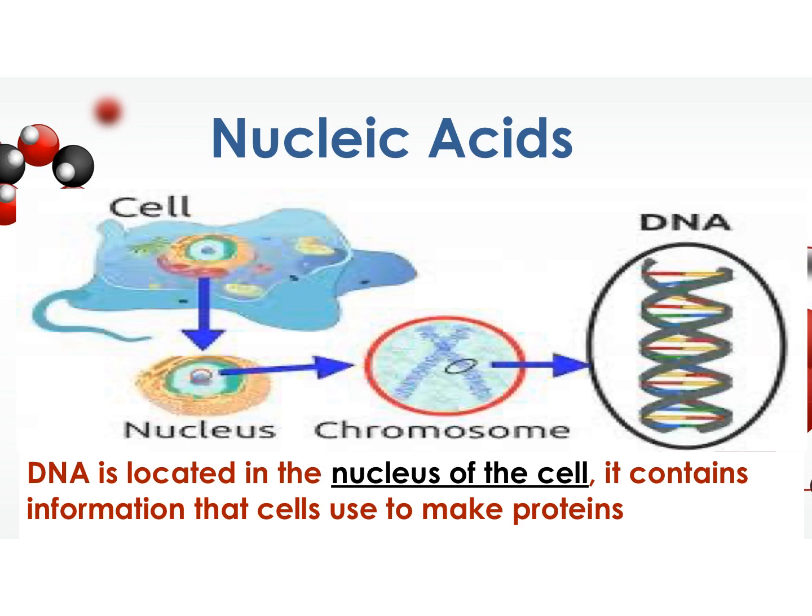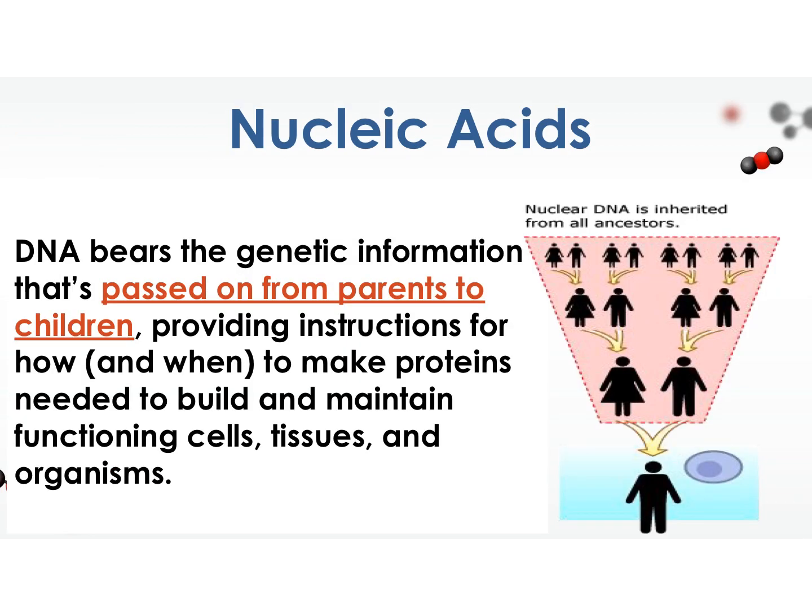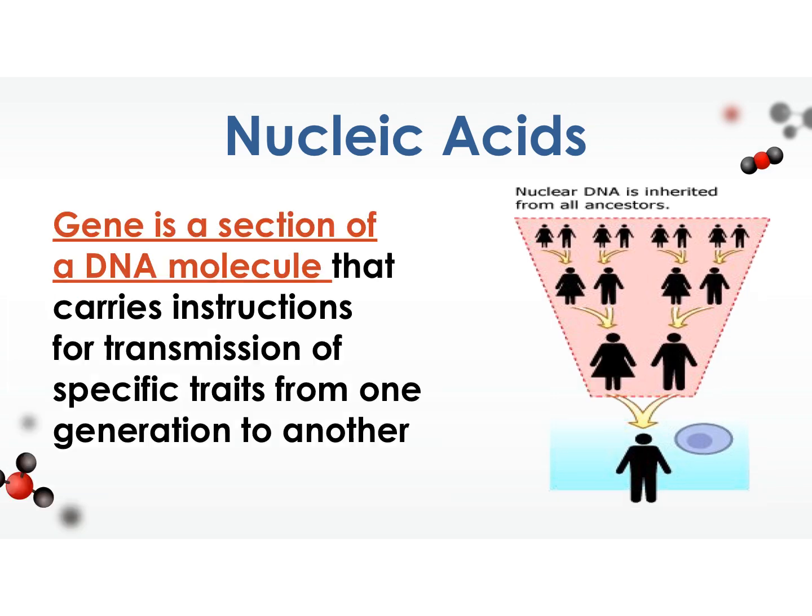And as you know, proteins include many essential biological compounds such as enzymes, hormones, and antibodies. And all of them are very important for our survival. So, the DNA bears the genetic information that's passed from the parents to the children, providing instructions for how and when to make the proteins that are needed to build and maintain the functioning of the cells, tissues, and the organisms.